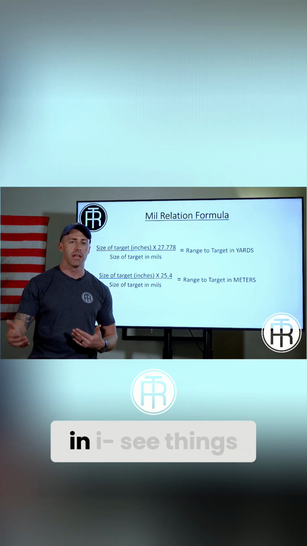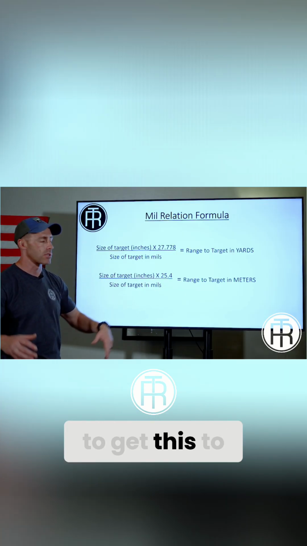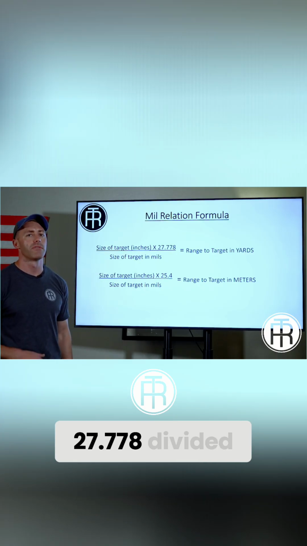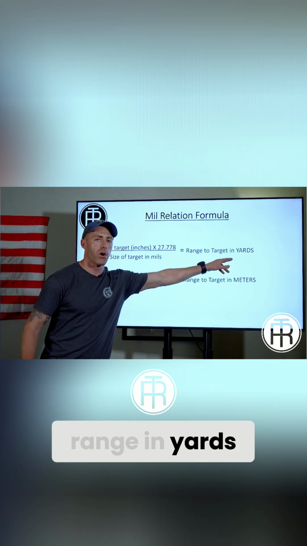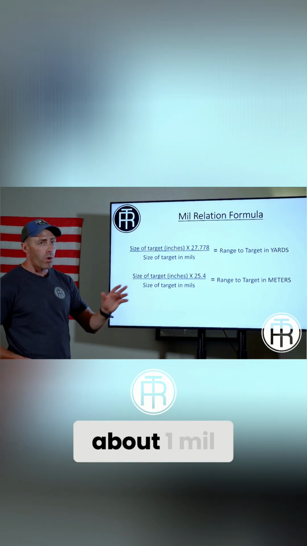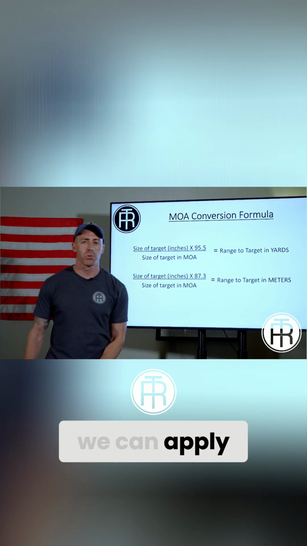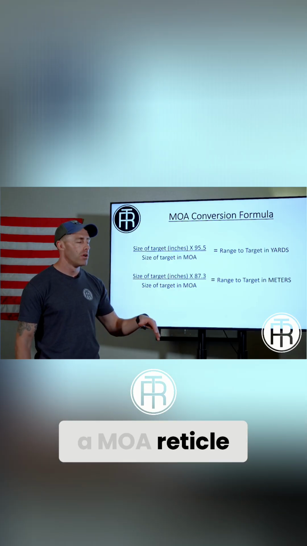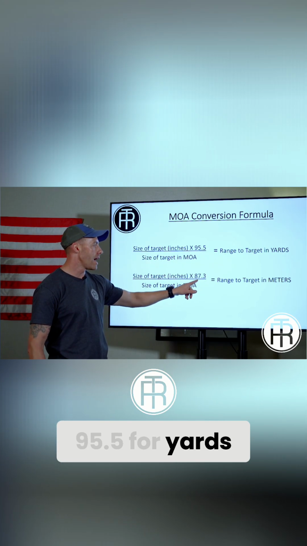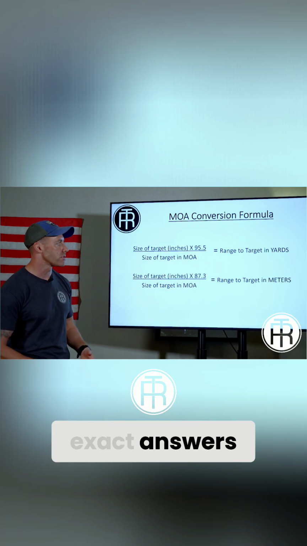But again, because we see things in inches, we have to do some math and conversions to get this to work out. So again, size of target in inches times 27.778 divided by size of target in mils equals the range in yards, and 25.4 is going to give us the range in meters. We talked about 1 mil is equivalent to 3.438 minutes of angle. So if we understand that math, we can apply that here. And if we have a MOA reticle, we can do the same math, different numbers, 95.5 for yards, 87.3 for meters, and we can do the same exact math and get the same exact answers, okay?